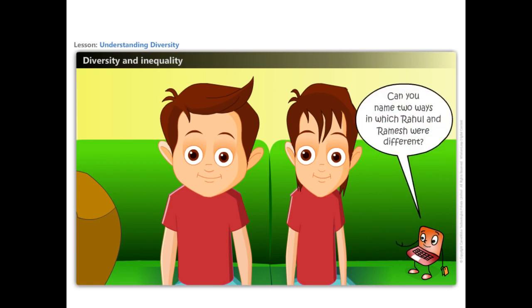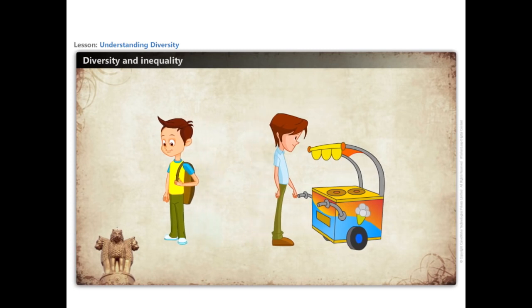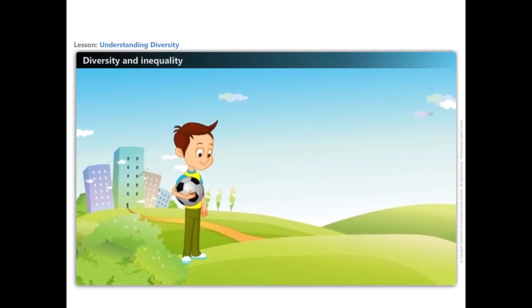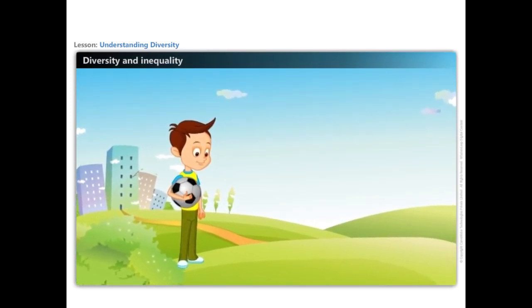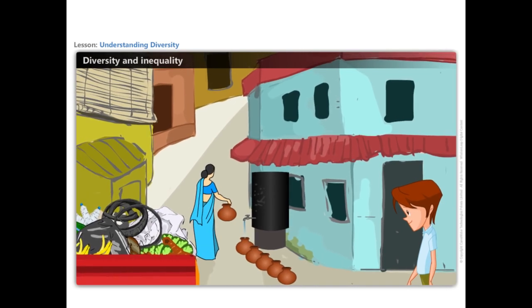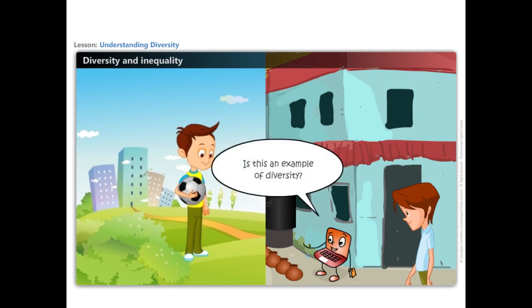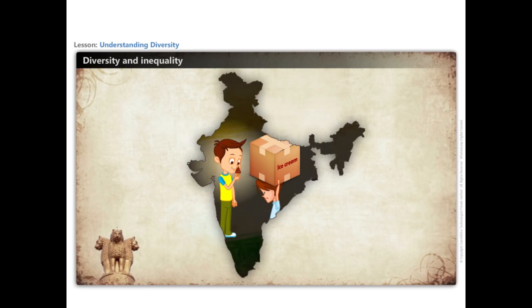Can you name the two ways in which Rahul and Ramesh were different? Rahul goes to school every day, whereas Ramesh has never gone to a school. Rahul's family has money and they take care of all his needs. Ramesh's family is poor. He has to earn money to help his family. Is this an example of diversity? No, this is not the case of diversity, but it is inequality. Here, two children do not have access to the same opportunities and resources, which shows inequality in our country.